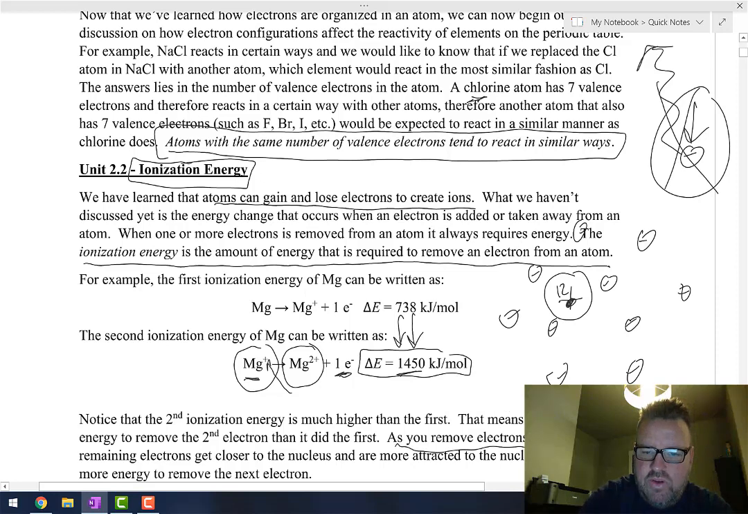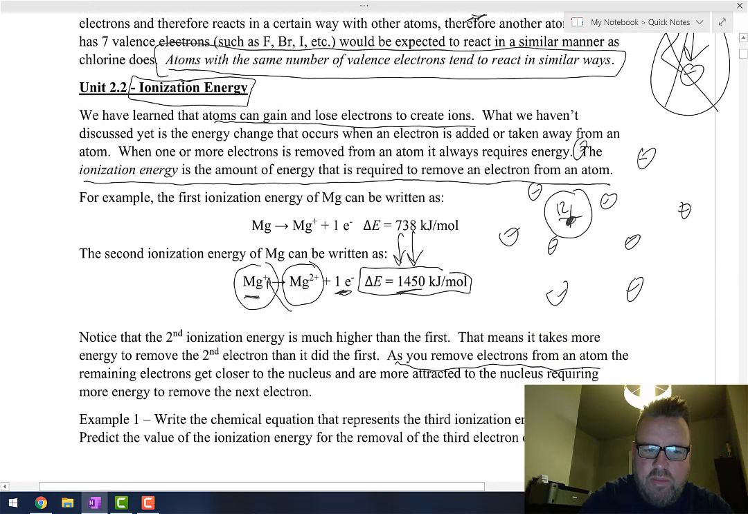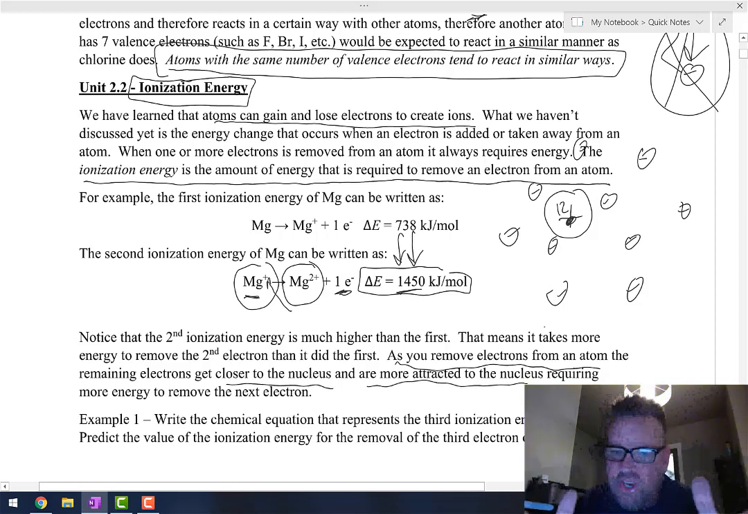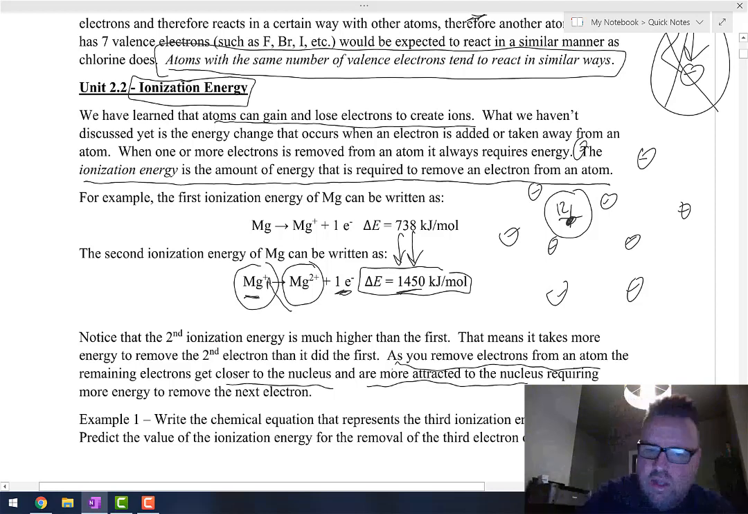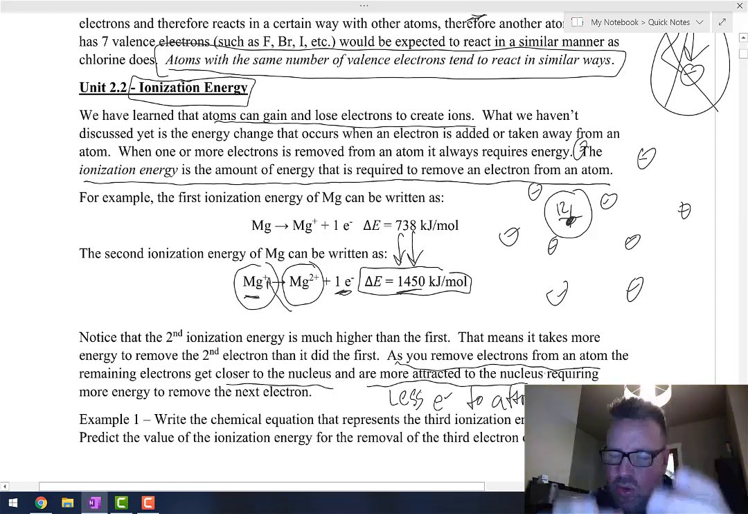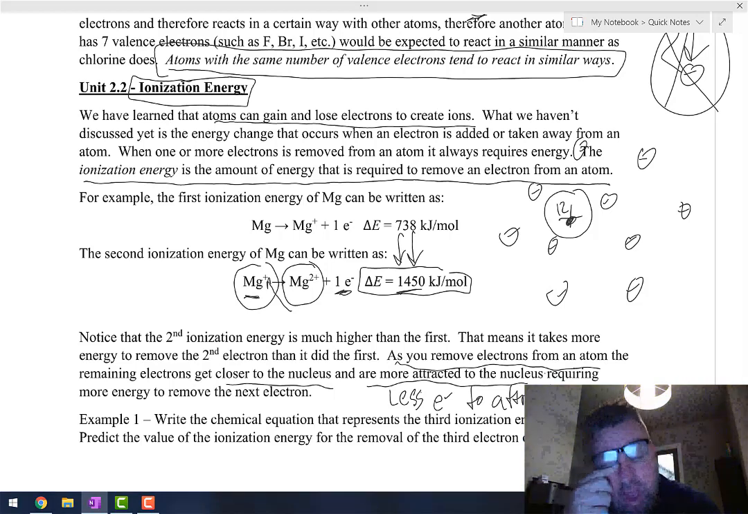So as you remove electrons from an atom, the remaining electrons get closer to the nucleus and are more attracted to the nucleus because, again, the protons haven't changed at all. There's now just less. Why are they more attracted? Because there's less electrons to attract. And as you take more and more electrons away, the more attracted those remaining electrons become, and the more energy it takes to remove them.